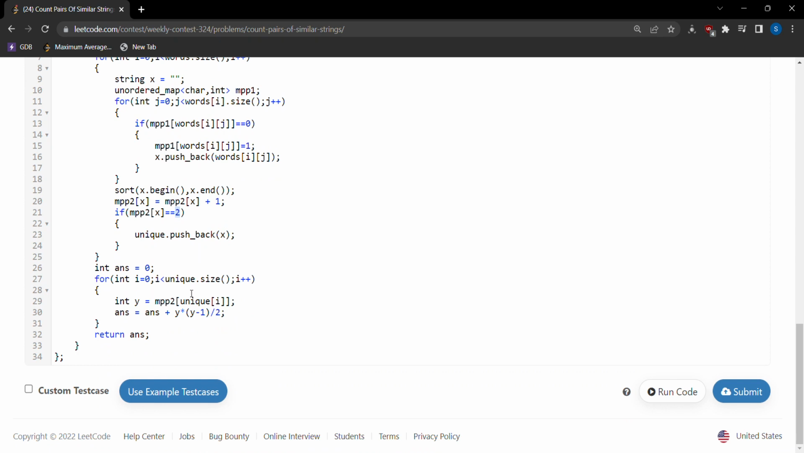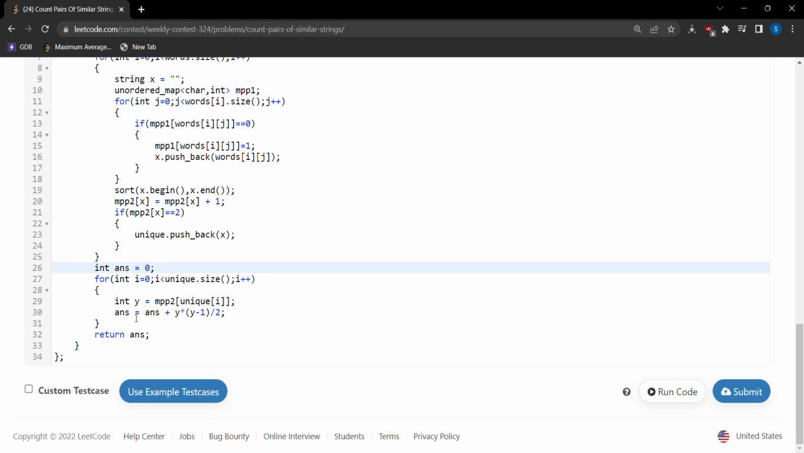I'll be traversing that unique array that I have made here, and first of all I will do int y equals mpp2 of unique i. What have I done here? Here I have initialized an integer which will store the value of that particular word. The unique array holds the unique strings that we have, like ab, bc, acb. Okay, mpp2 stores the frequency of those particular strings. So we have given the value of the frequency of those strings as y.